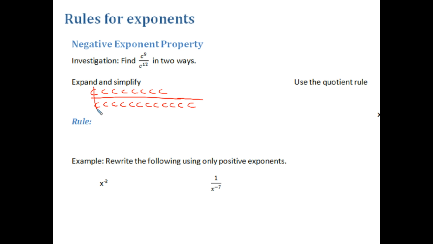These top 8 are going to simplify with the 8 of the bottom ones. And when that happens, these reduce to just have a 1 here. So this is 1 over c times c times c times c, which is c to the 4th.